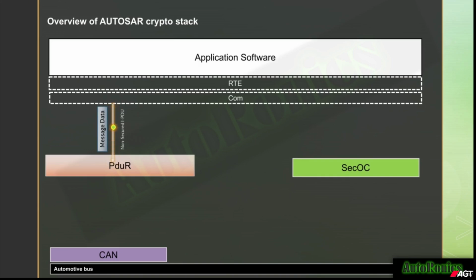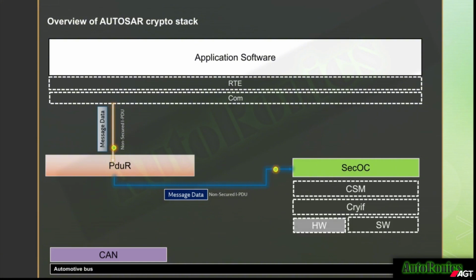So once it reaches PDUR, the PDUR sends that to SECOC, which is also nothing but the non-secured IPDU. So from SECOC, it passes to the CSM, where the job will be processed. Here a job can be encryption or it can be signature generation. And then the data is sent to CRYIF and to crypto hardware or software through the channel.